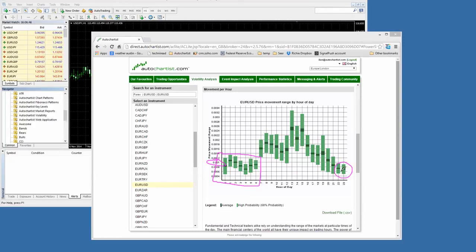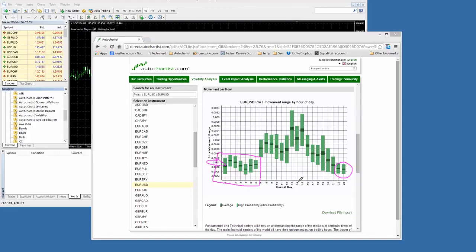Similarly, if you trade after 10 p.m., it looks like if you set a 10-pip stop loss, you'll hold on to your position for an hour, maybe an hour and a half, if it hits its stop loss, if it goes against you.